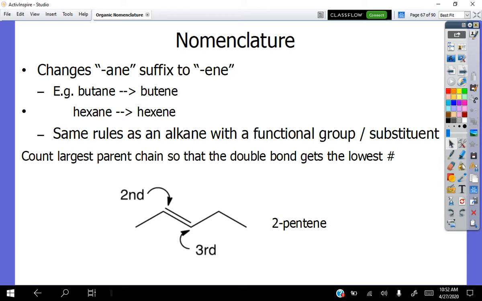apply when it comes to identifying functional groups and substituents. You have to count the largest parent chain so that the double bond gets the lowest number. We have to identify where in the chain the double bond occurs, especially when you have multiple carbons, and that double bond can be just about anywhere. We assign the lowest possible number to it. So on the 2nd carbon here and the 3rd carbon, you see the double bond stretches from the 2 to the 3 position. We give it the number 2 because that's the lowest possible number in the chain where the double bond starts.